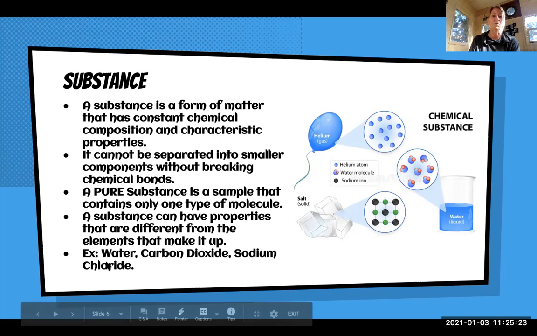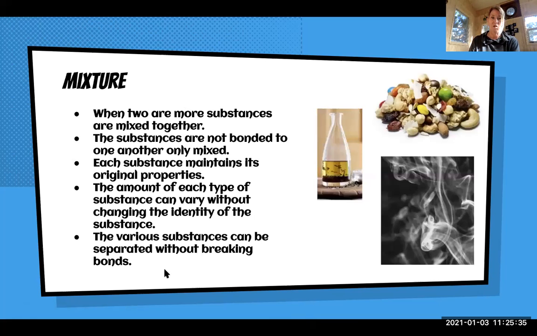All right. Some examples here: water, carbon dioxide, sodium chloride. Sodium chloride is the fancy name for table salt. All right, so let's move on to mixtures.